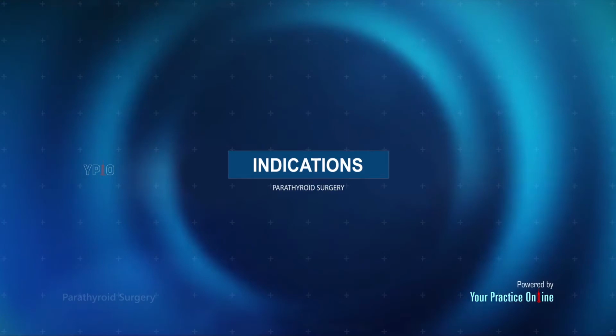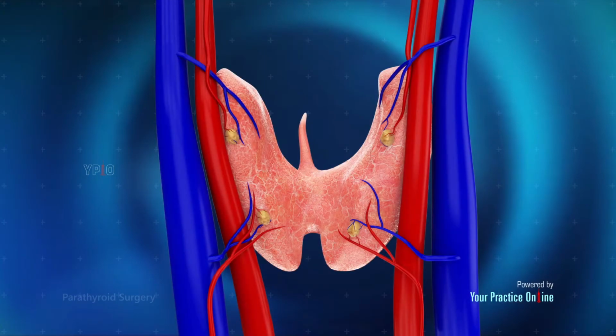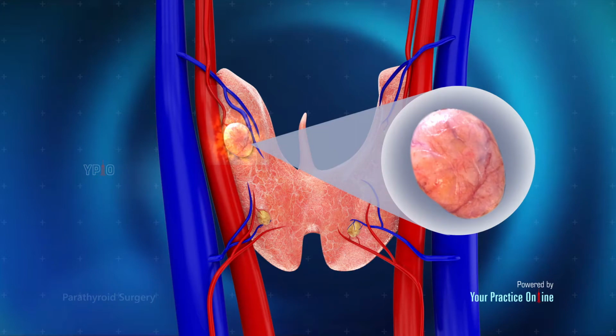Indications. Parathyroid surgery is recommended for the treatment of hyperparathyroidism, a condition where one or more parathyroid glands become enlarged and secrete excess amounts of parathyroid hormone. Tumors of the parathyroid gland.